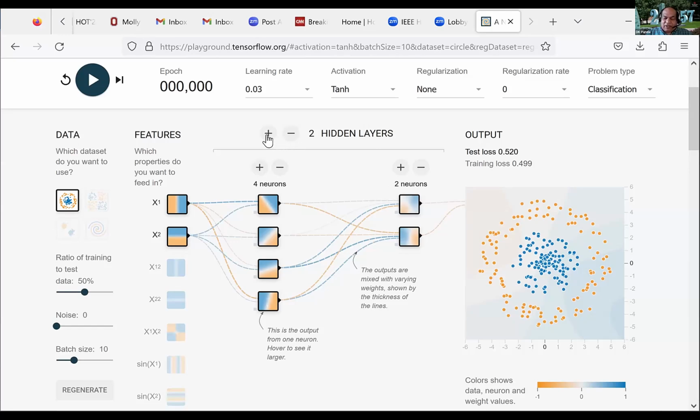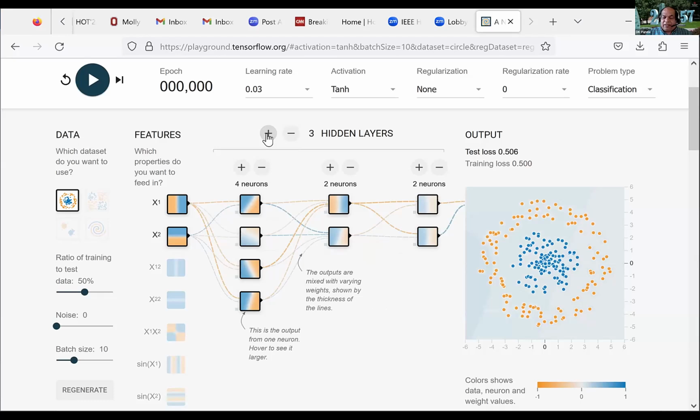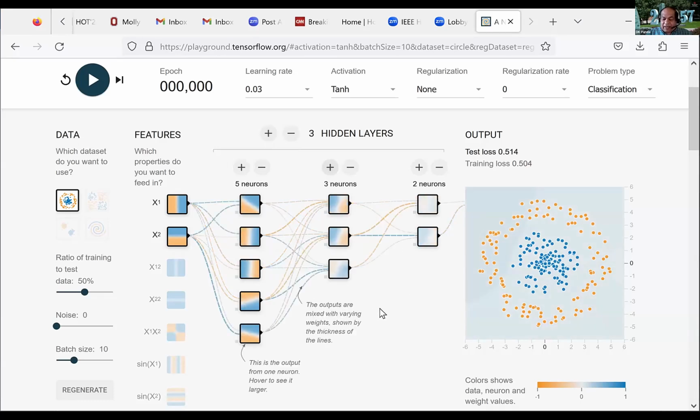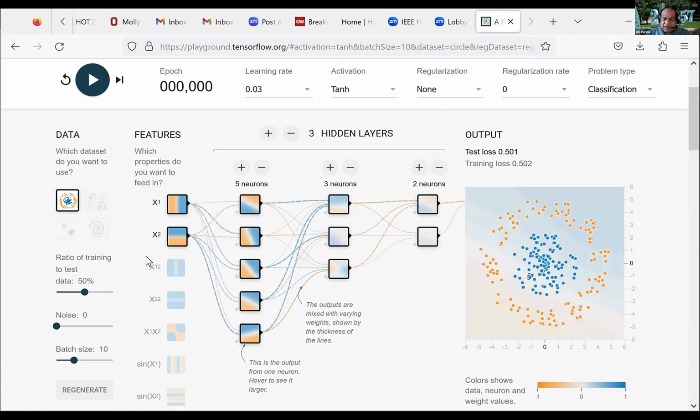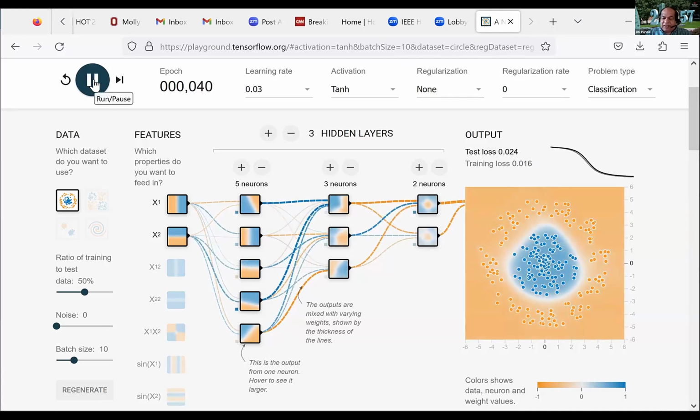I can add a layer here, and for any of the layers, I can add neurons. I can select some data. So let's say I select this data set, or even let's take this one. I think it has the red and blue, and we want to train it. And then if I click here on the top, here you will see how the training is taking place.